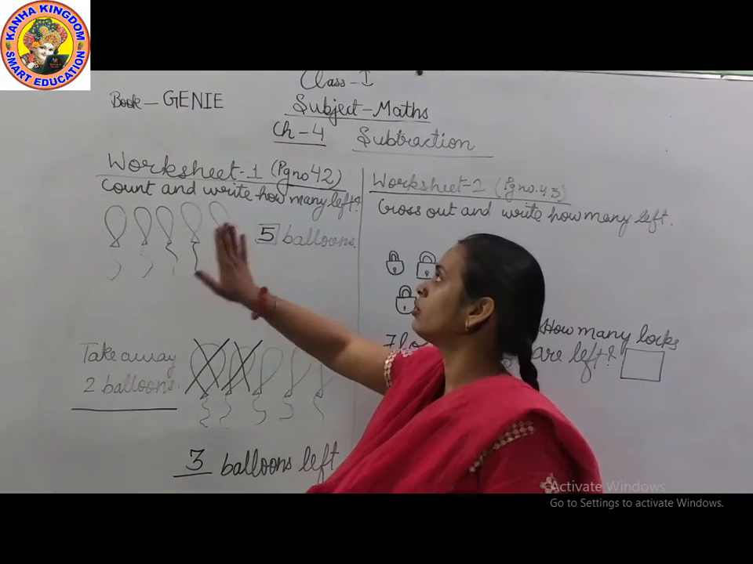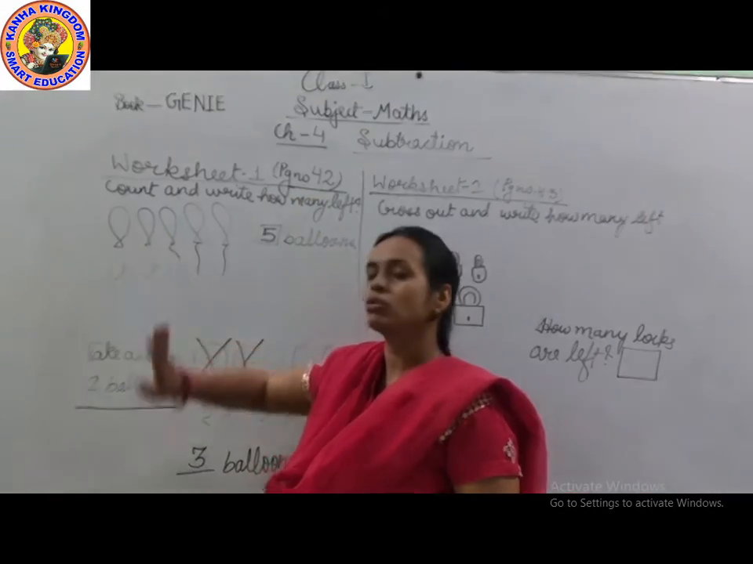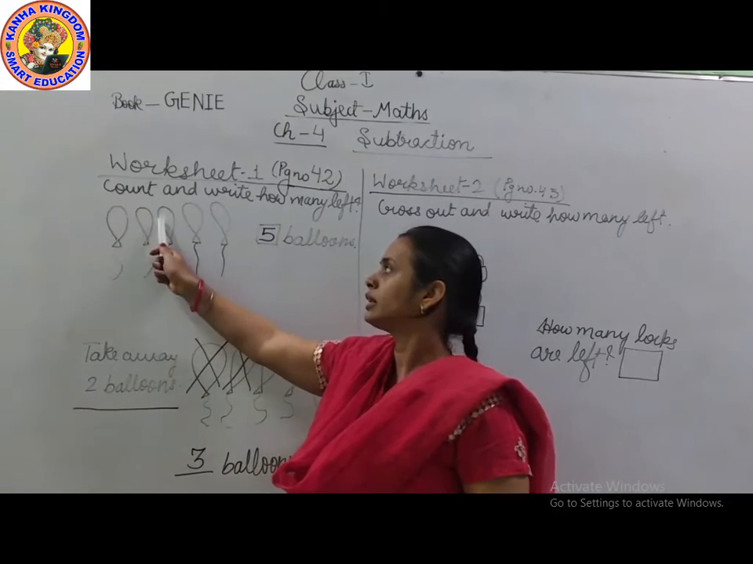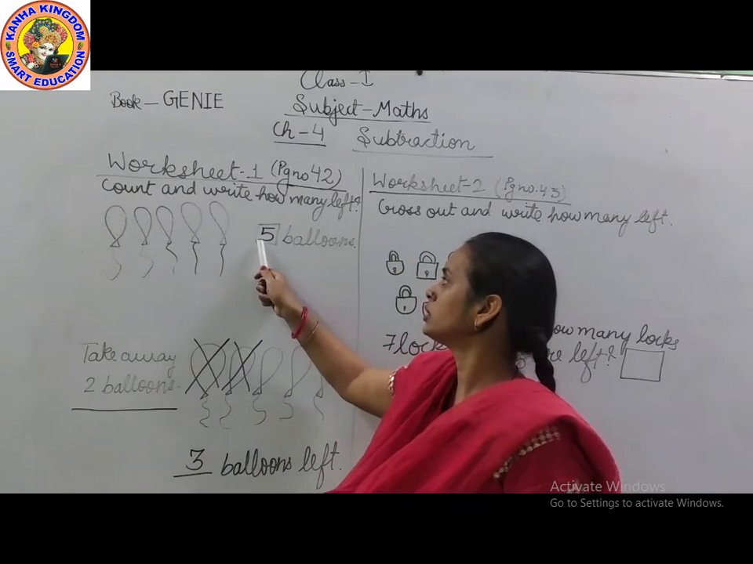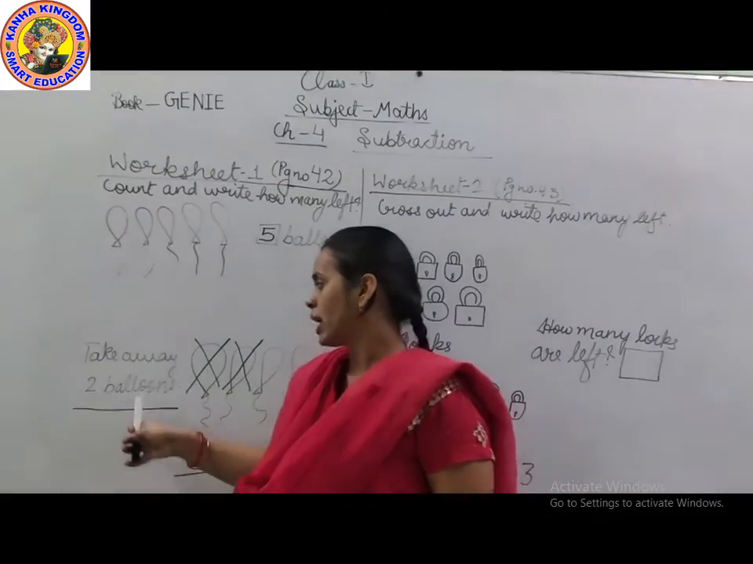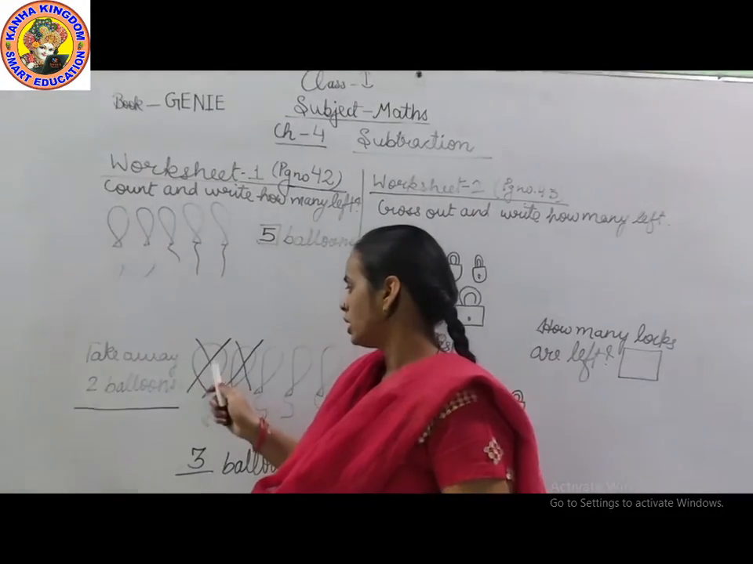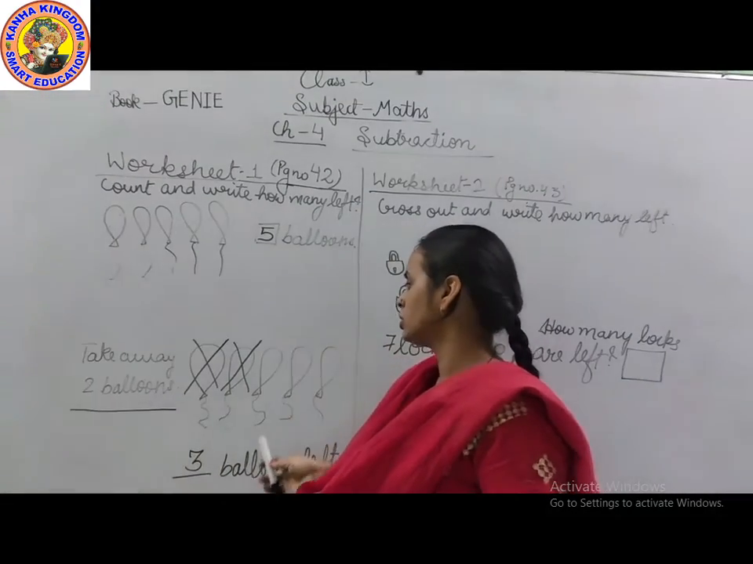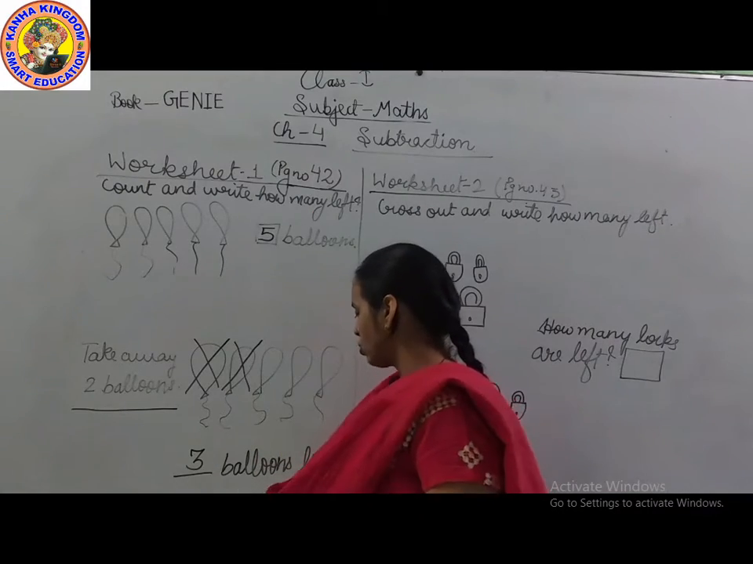Our question is count and write how many left. So first we count how many balloons are there. 1, 2, 3, 4, 5. So total number of balloons 5. Take away 2 balloons. In 5 we take 2 balloons. So 1, 2. After crossing out 2 balloons, how many are left? 1, 2, 3. So 3 balloons left.